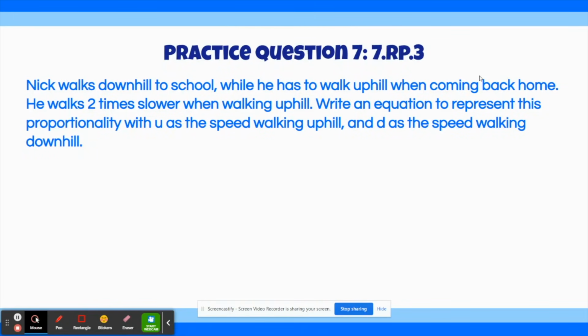Alright, so practice question 7 says, Nick walks downhill to school while he has to walk uphill when coming back home. He walks 2 times slower when walking uphill. Write an equation to represent this proportionality with u as the speed walking uphill and d as the speed walking downhill. So now you can pause the video and try to solve it by yourself. When you're ready to see the answer, press play.